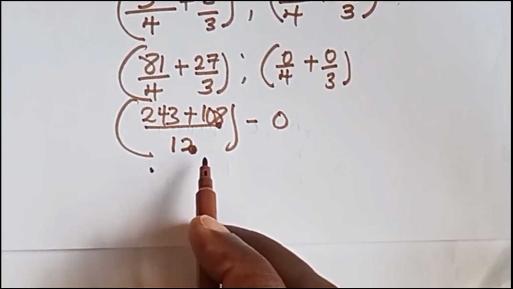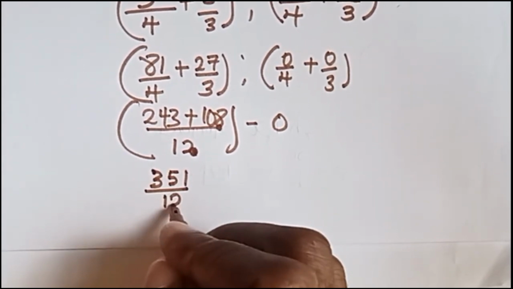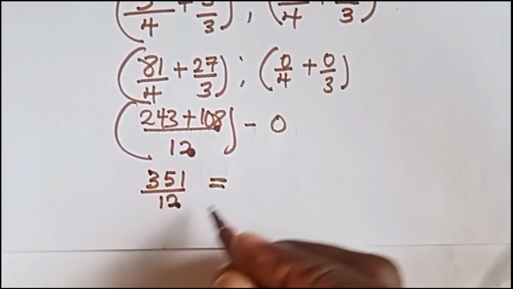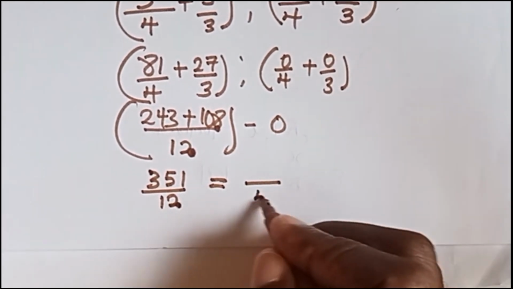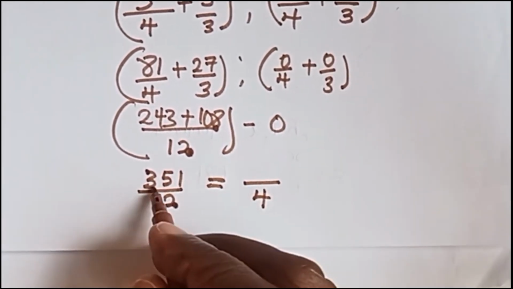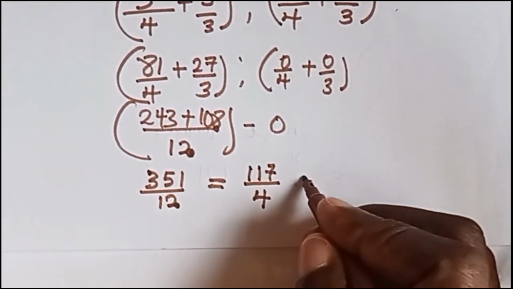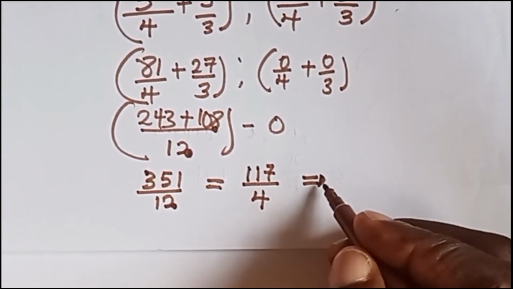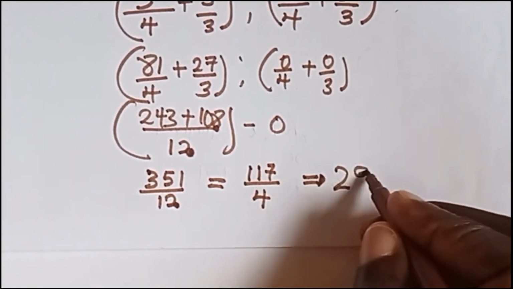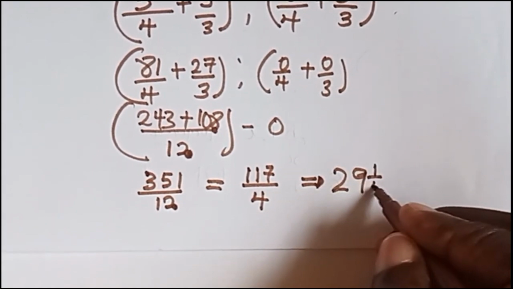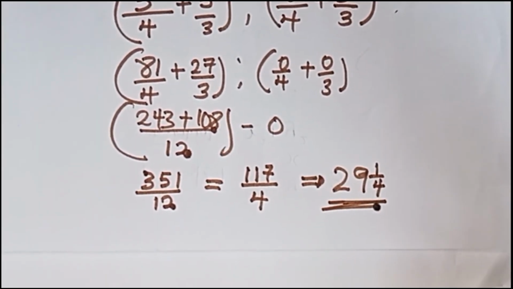243 plus 108 is going to give us 351 over 12. Then we can divide by 3: 12 divided by 3 gives us 4, and 351 divided by 3 gives us 117. To convert to a mixed number, we ask how many 4s can we see in 117? You can see 29, then 1 over 4. That is the final answer.